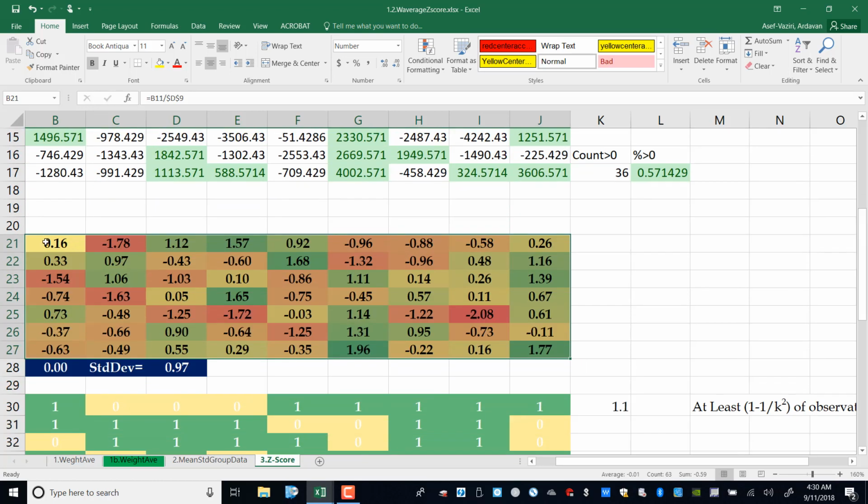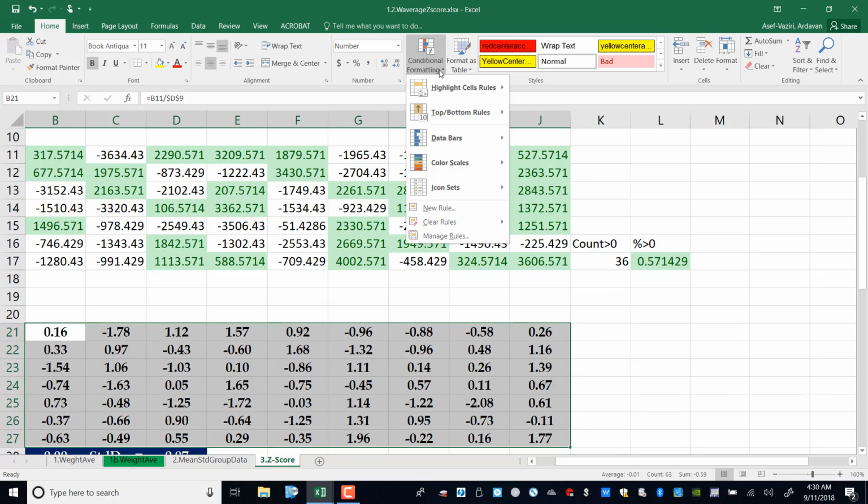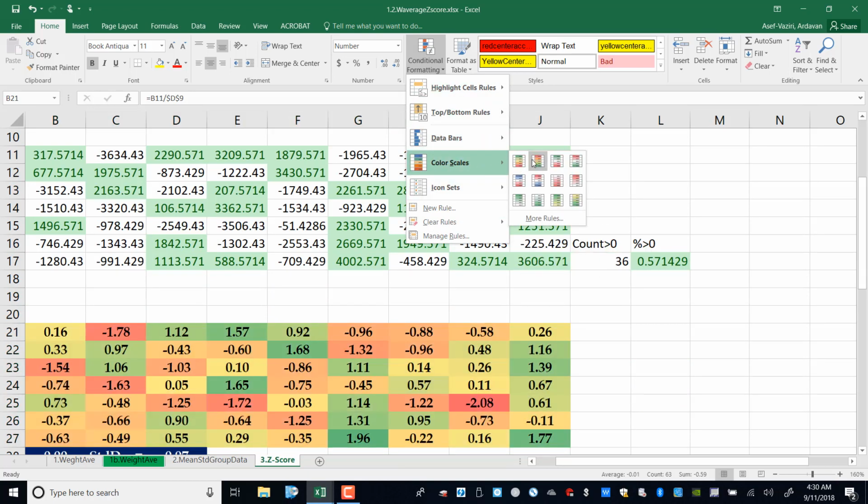How did I paint them like this? I go and remove rule, then I mark them, conditional formatting, I go here. For example, if I click on this, in this situation, if a number is large, it becomes red. If it is small, it becomes green. But I want the reverse, so I can go this way or this way. Now in this format, negative numbers are red and positive numbers are green. And the more positive the number, the more green.